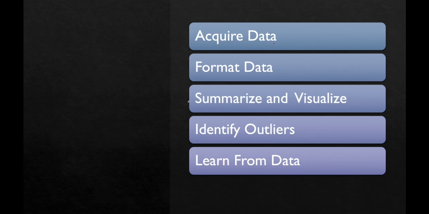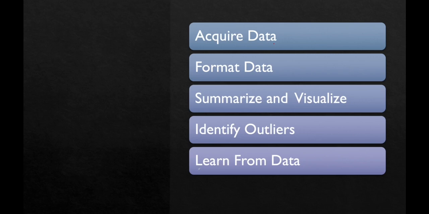Then you can summarize it and visualize it. So before we even start throwing any machine learning algorithms at it, you just want to take a look at it and see what you have. You'll want to identify outliers to see if there's any kind of bad pieces of data in there. And then when you're done with that, you can learn.